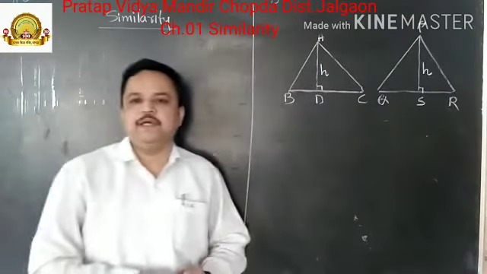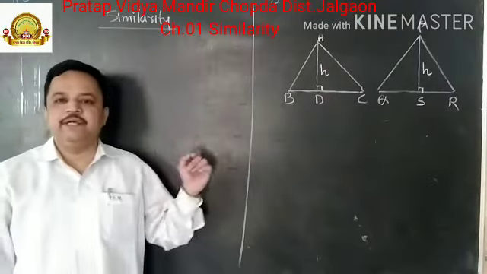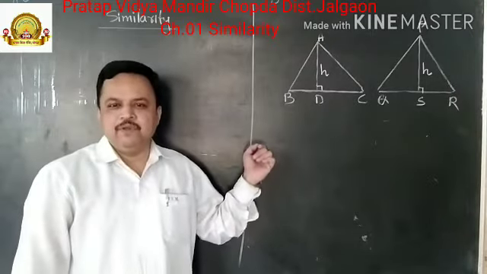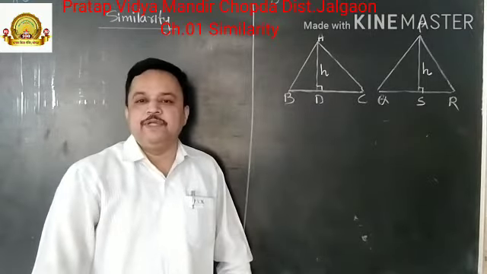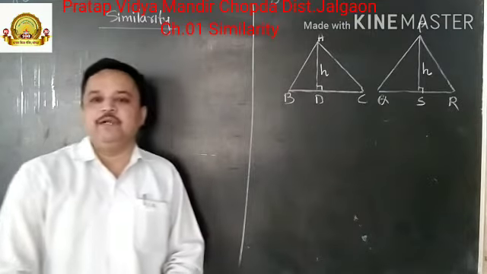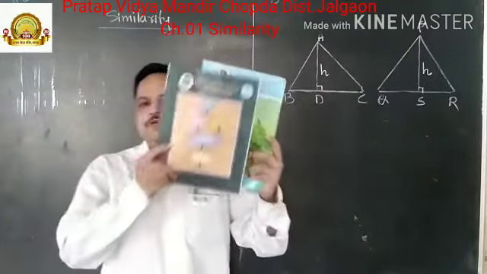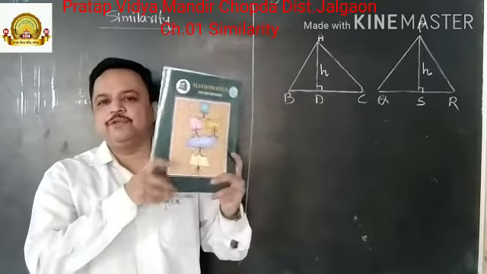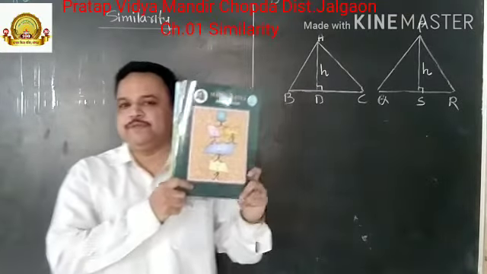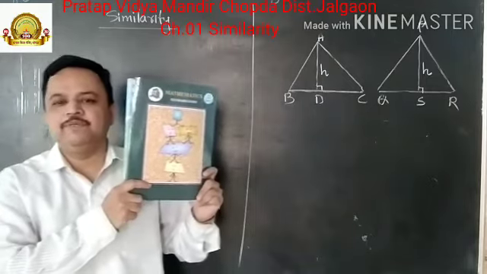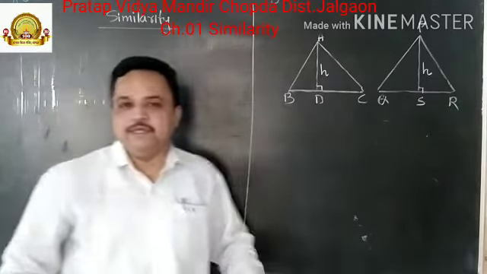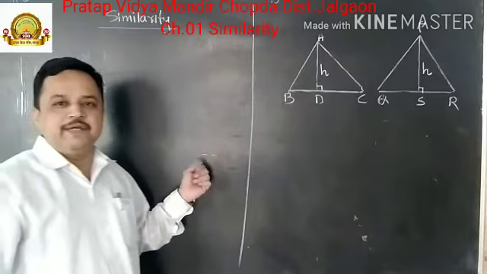In geometry, there are two important terms, similarity and congruent. Two objects are congruent when they fit with each other completely. For example, if we take two books, these two books fit completely on each other, so we can say that these are congruent. In Marathi, congruent means ekrupta. In this chapter, we have to study similarity.